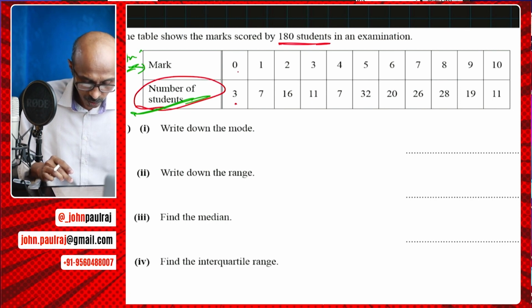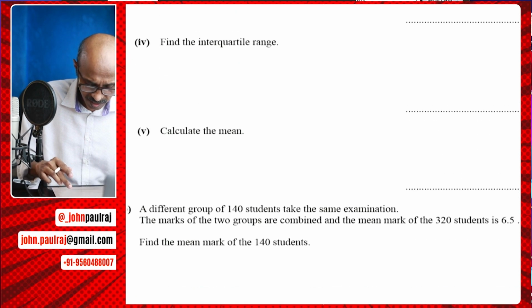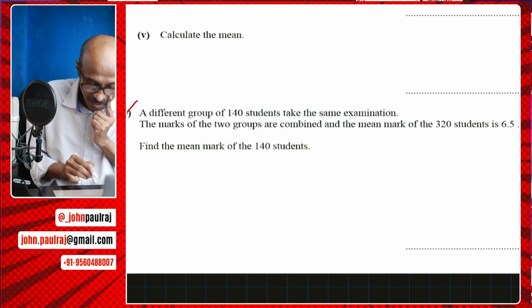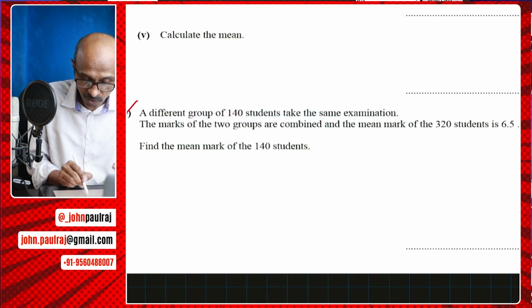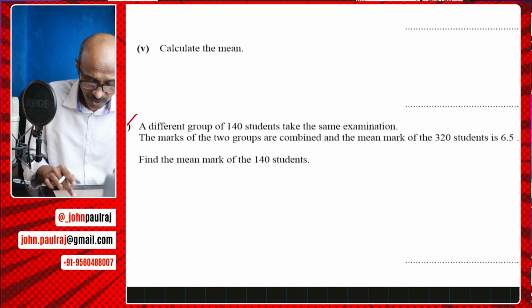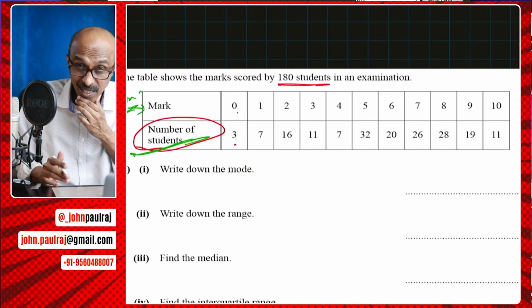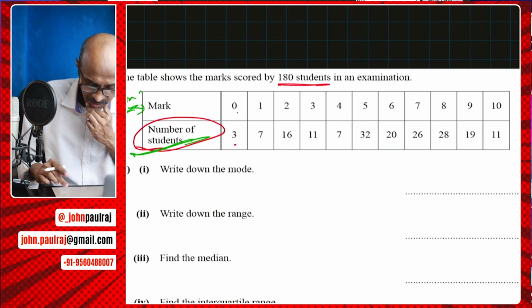Okay, so go through one variable statistics, okay, and number of students referring to frequency. But this is an additional question, a different kind of question. I'm just highlighting different questions here. A different group of 140 students take the same examination. Okay, so this is, I think, about an examination. 180 students took that examination. Strange examination, out of 10.